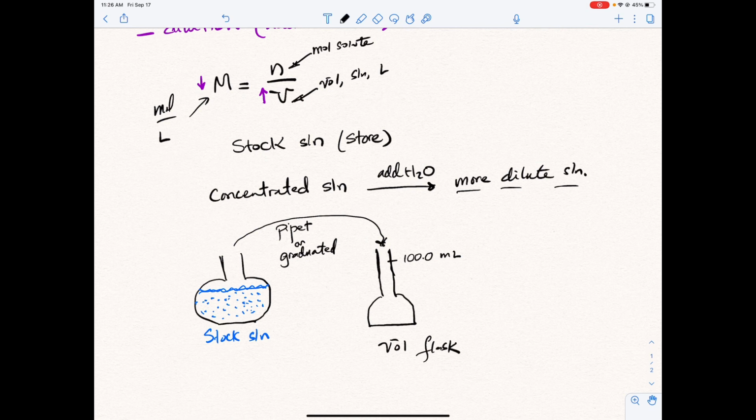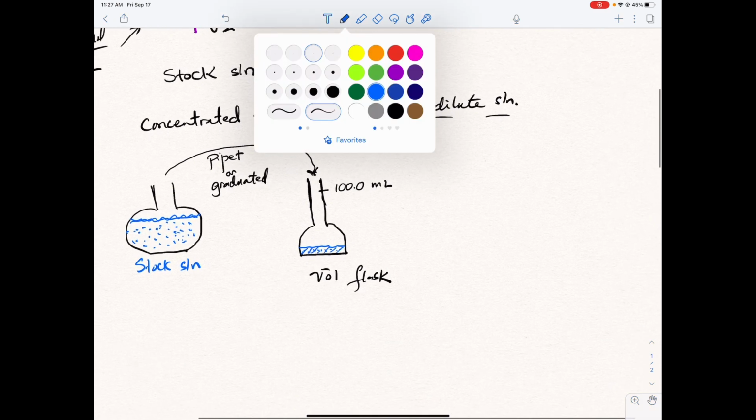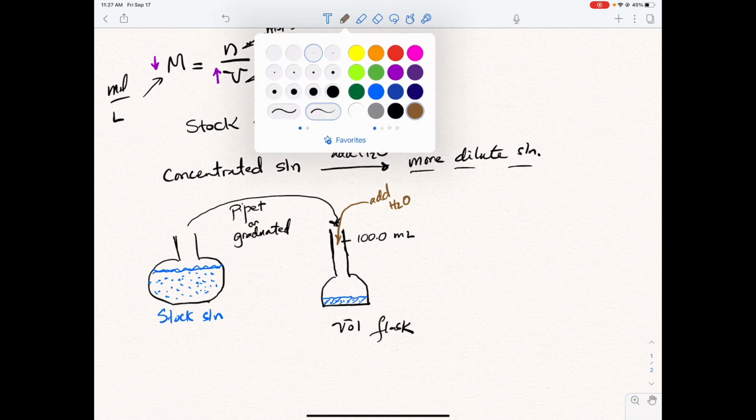So then the known volume gets to be put inside of this volumetric flask. This is the same concentrated solution. And then I just simply add water. So let's say to prepare this, now you add your solvent, water. So now you have a more dilute solution. So water gets added to this.